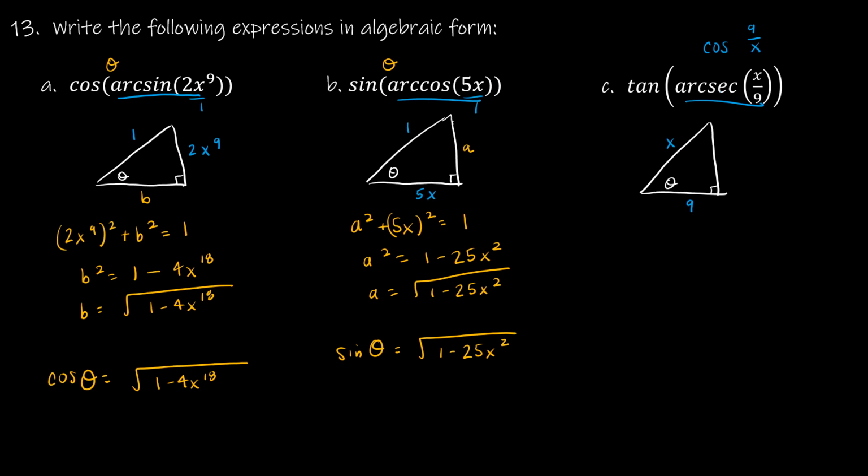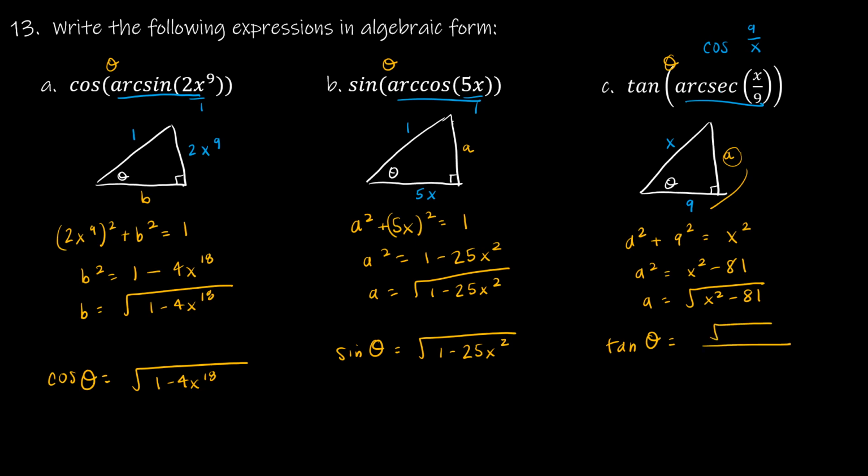And finally, I'm trying to find tangent of theta. And tangent of theta would mean I'd need a over 9. So let's go ahead and find a. a squared plus 9 squared is equal to x squared. So a squared is equal to x squared minus 81. So a is the square root of x squared minus 81. So now if I'm finding tangent of theta, I'm finding a over 9, and a is the square root of x squared minus 81, again, over 9.